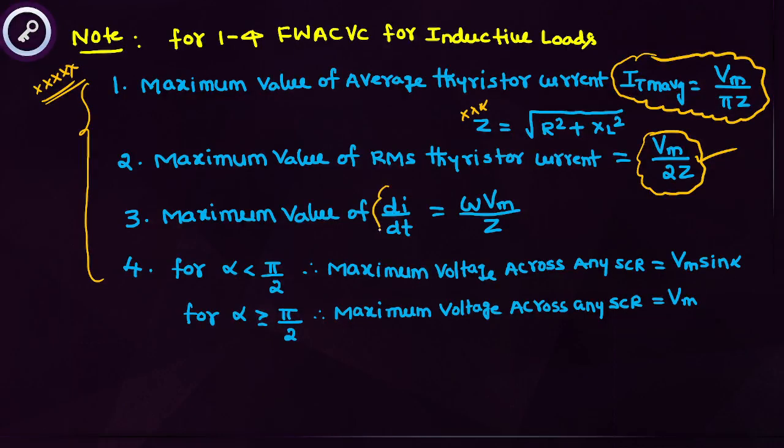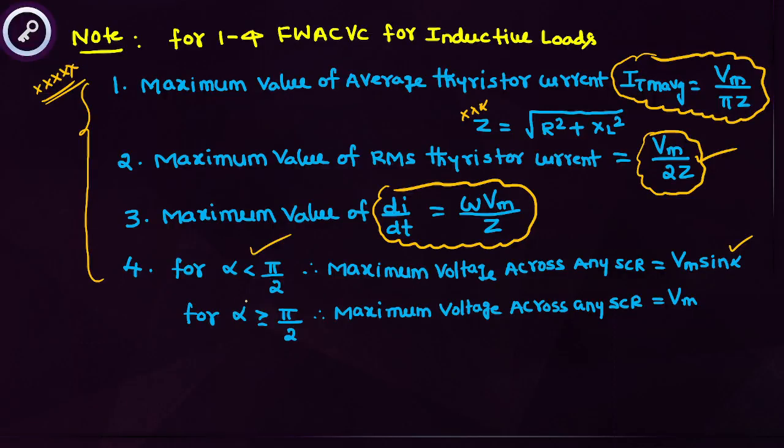What is the maximum value of di by dt? Omega Vm by z. But a point to remember, students. In RL load case, if the firing angle is given less than 90 degrees, the maximum voltage across the SCR depends on the firing angle. That you have to take as Vm sin alpha. If alpha is 30 degrees, Vm sin 30. If alpha equals 45 degrees, Vm sin 45.